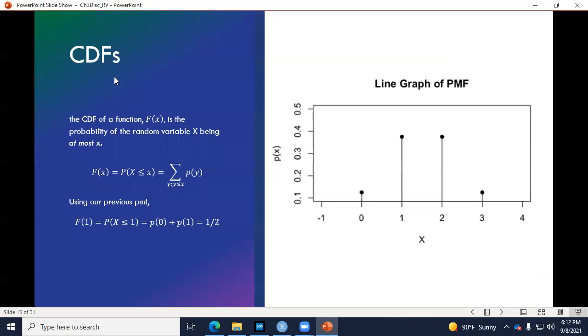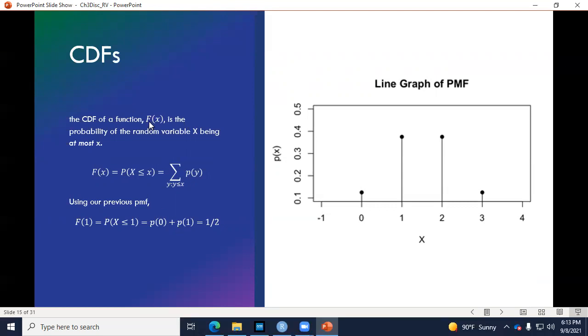Another concept is called CDF, corresponding to a PDF, but what we will talk about is called PMF. PMF is for discrete random variables. PDF is for continuous variables, which we will cover next week. And CDF is the cumulative type of concept for PMF.